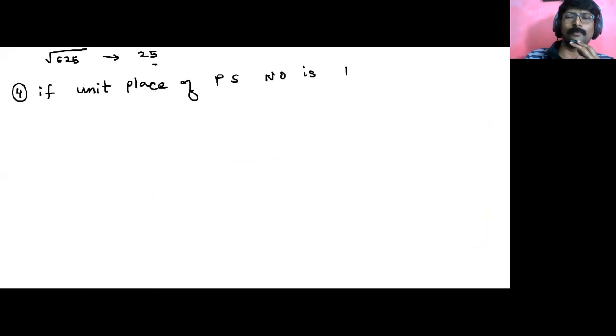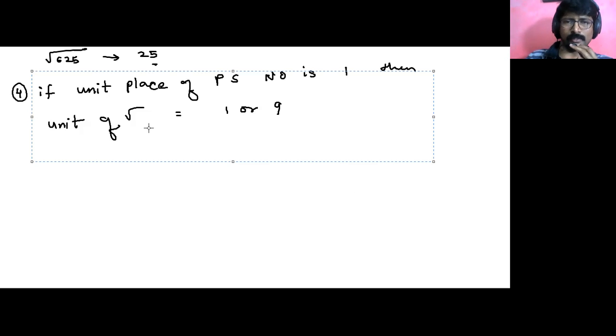So if the unit place of a perfect square number is 1, then the unit place of the square root is 1 or 9. Same thing. I'll just copy paste this. One second, hold on.